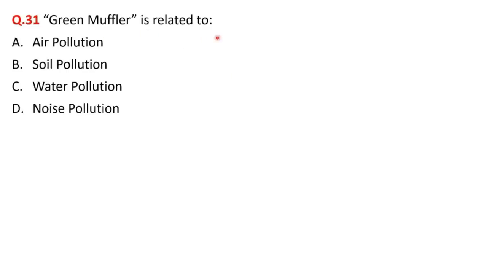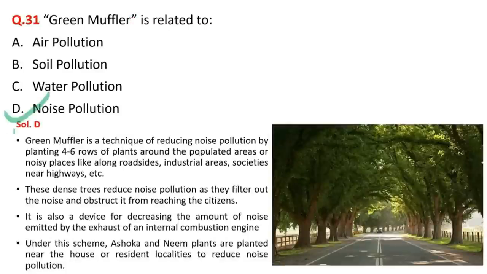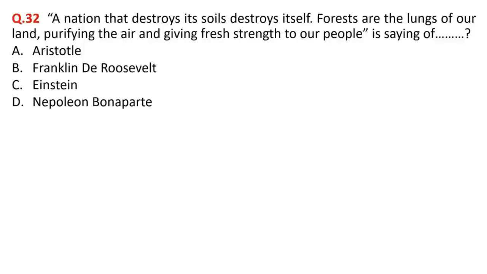Green muffler is related to, I'm not sure whether you have heard this term, noise pollution actually. It is with respect to the reduction of noise pollution. Here they plant around 4 to 6 rows of trees which break the noise, because of which the noise pollution gets reduced. Most commonly the plants used are the Ashoka plant as well as the neem plant.